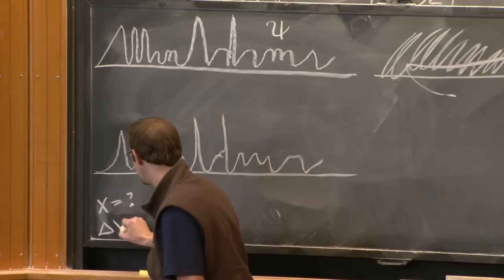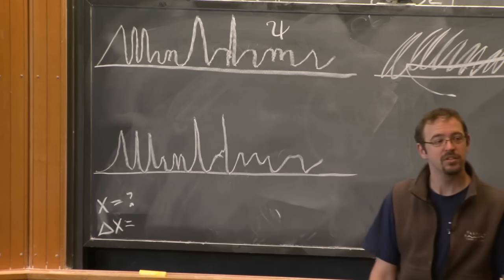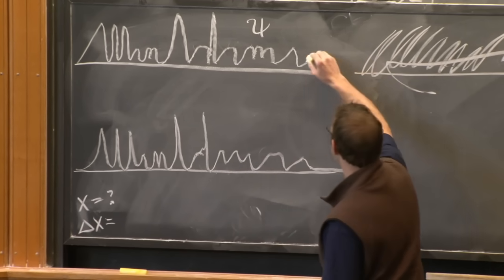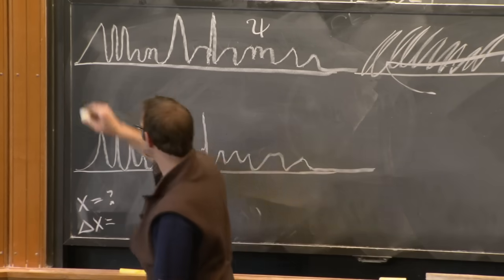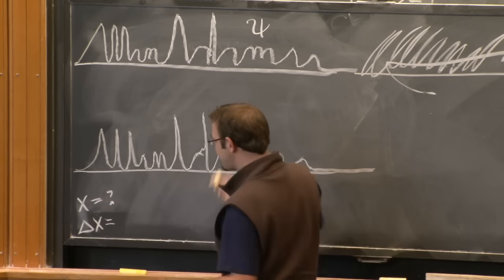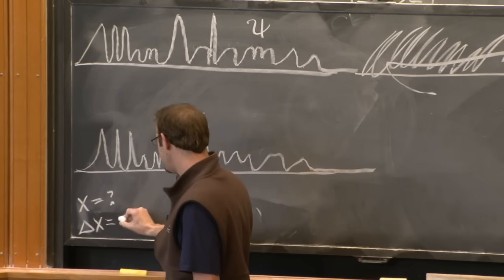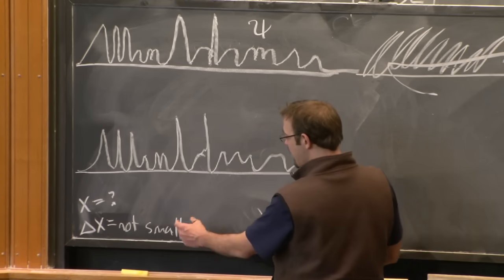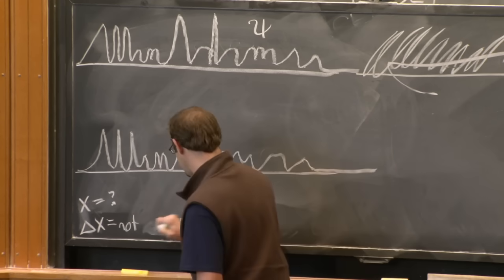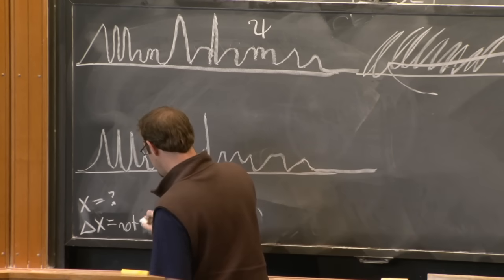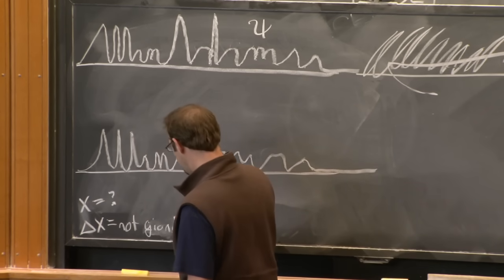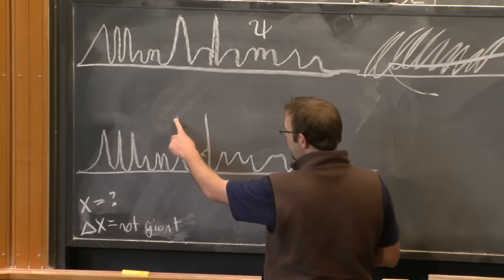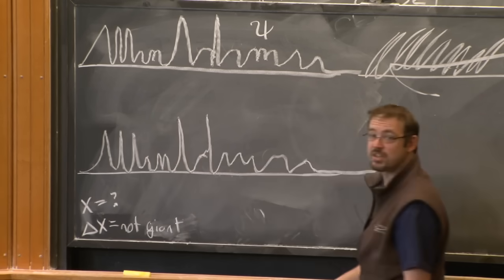What's our uncertainty? Well, our uncertainty is not infinite, because the function is going to go to 0 at some point. So whatever else we know, it's in this region. It's not infinite, it's not small, but it's not gigantic. It's still pretty non-trivial, because I can say with some confidence that it's more likely to be here than here, but I really don't know which of those peaks it's going to be found in.